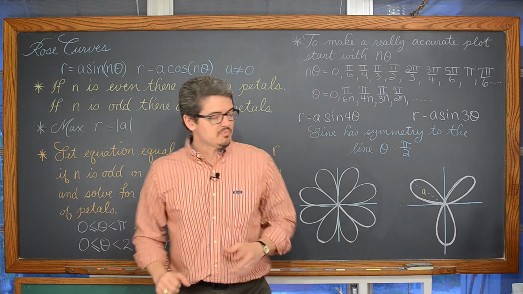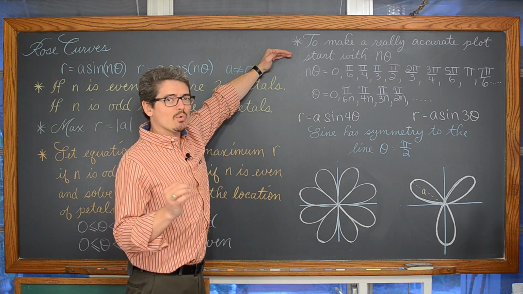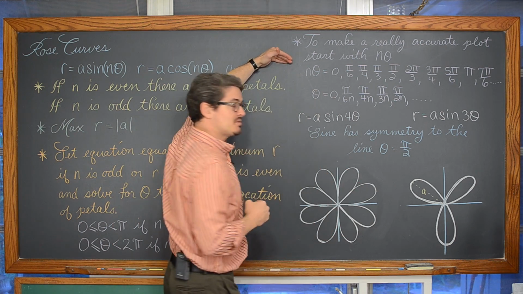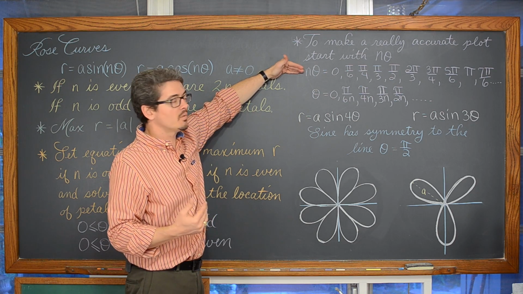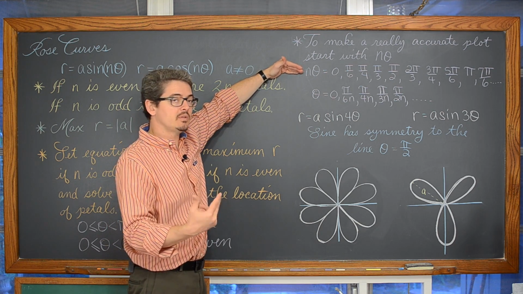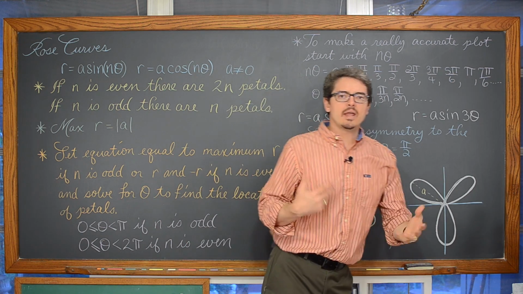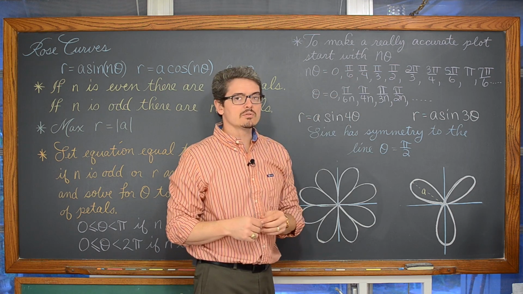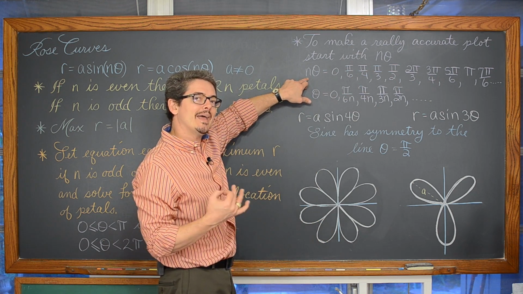Okay, I was running out of room, so this is in purple. We're really going to start up here. To make a really accurate plot, if you need more than just the endpoints of these petals, or if you're required to do more than that, you want to start with n theta to start building your t-table. And so n theta, you can see I'm just pulling values or angles off of the unit circle, so 0, pi over 6, pi over 4, and so on. Make that list, and then go through and divide them all by n.